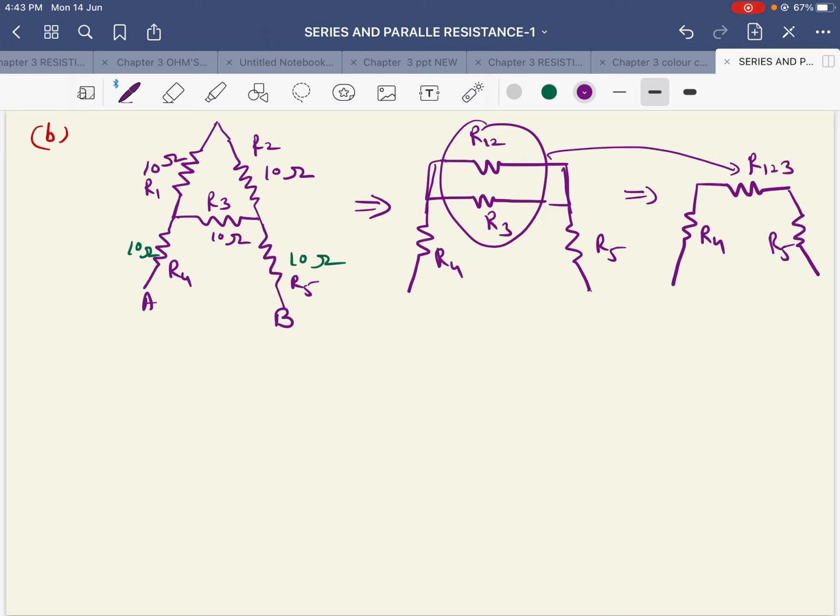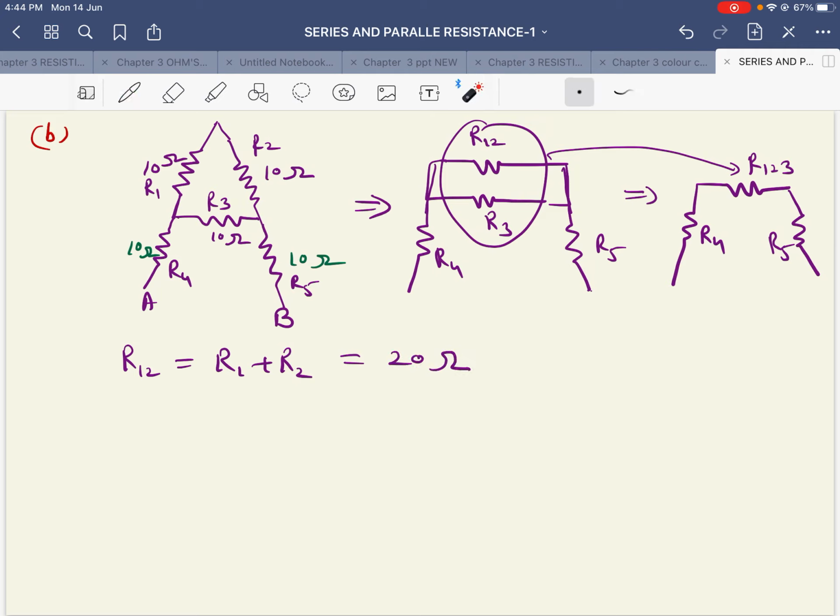Now you can find the value again. R4, R123 and R5 are connected in series. So in order to solve this diagram, we have to apply the formula 3 times. That is, first of all the series combination, then the parallel combination, then again the series combination. So first of all we find R12, which is equal to R1 plus R2, because they are connected in series, that is 20 ohm.